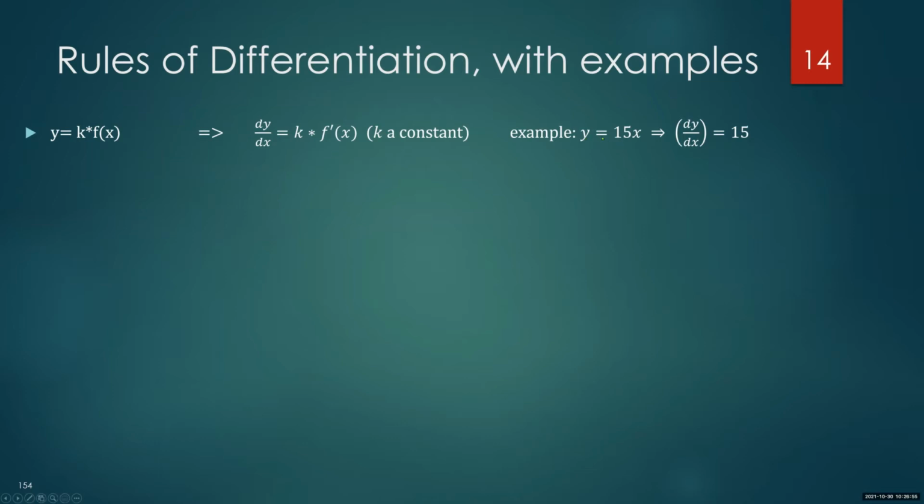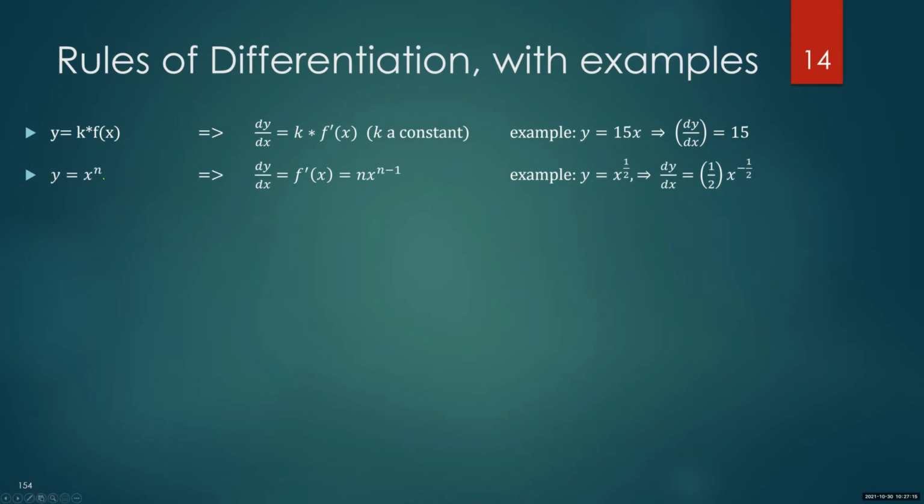Just as if y was x, dy dx would be 1. If y is 15x, dy dx is 15. If y is k times x, dy dx is equal to k. If you're differentiating a function multiplied by a constant, you just differentiate the function and multiply your answer by the same constant.